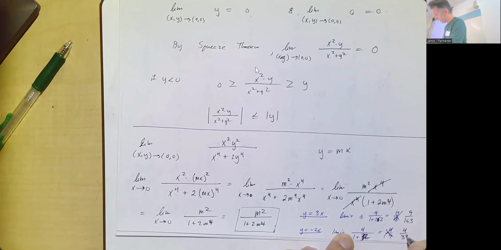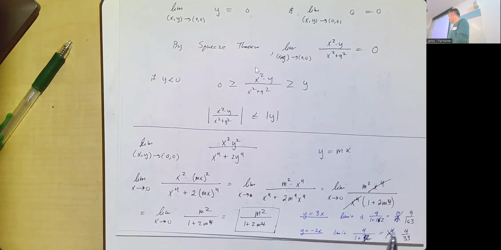But the point really is that you shouldn't actually have to plug in values like I did here. You should be like, oh yeah, if I'm getting m in my answer, and m can be anything, that means different values of m produce different limits, which means different limits means the limit doesn't exist. So for this kind of problem in the quiz, once you got an m in your answer, the limit doesn't exist because m can be anything.